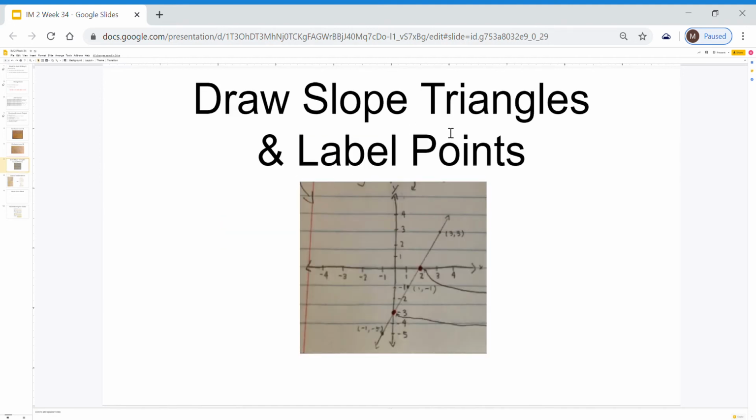It's important to draw your slope triangles and label your points. So this student believes that all these points appear on the graph. Well, if we draw slope triangles in, you can recognize that some of these points don't actually fit on this line. So when you draw your slope triangles, you can count what the change in y over the change in x is for each point, and then see which one is not correct, because some of these points are not correct. So please draw your slope triangles.